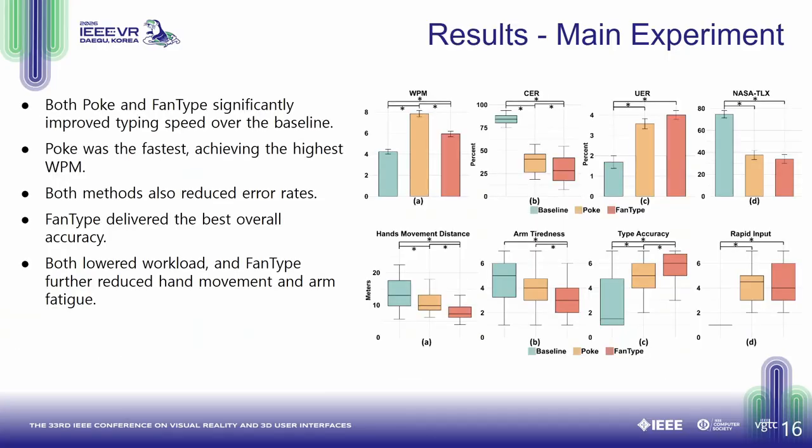The results of the evaluation show that both Poke and FunType significantly improved typing speed over the baseline, and Poke was the fastest. Both methods also reduced error rates, and our method delivered the best overall accuracy. Both methods lowered workload, and our method further reduced hand movement and arm fatigue.